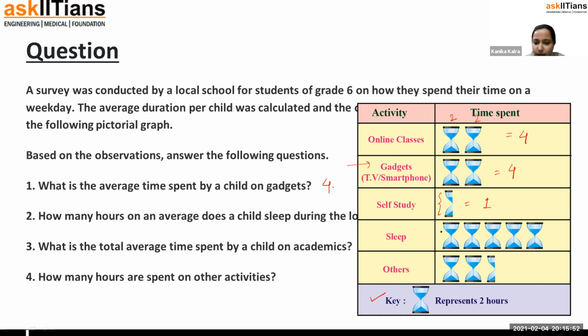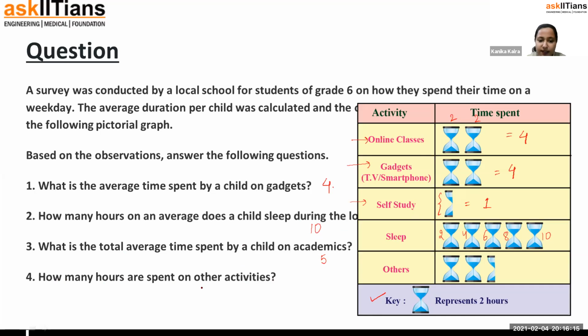Yeah, this would be 2, 4, 6, 8, and 10. So, how many hours? 10 hours. What is the total average time spent by a child on academics? Academics includes online classes and self study as well. So, this would be 4 plus 1, which would be equivalent to 5.